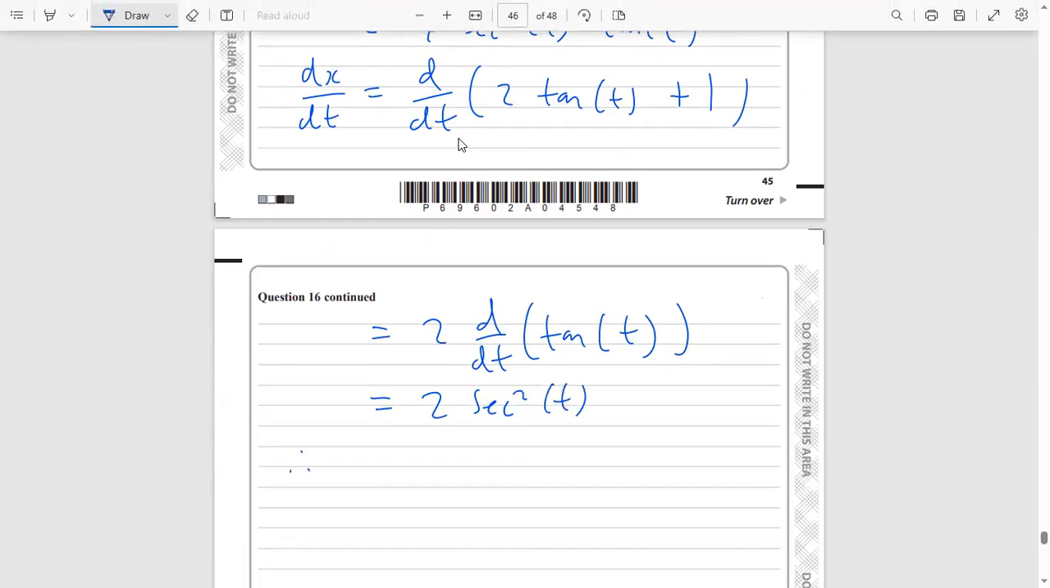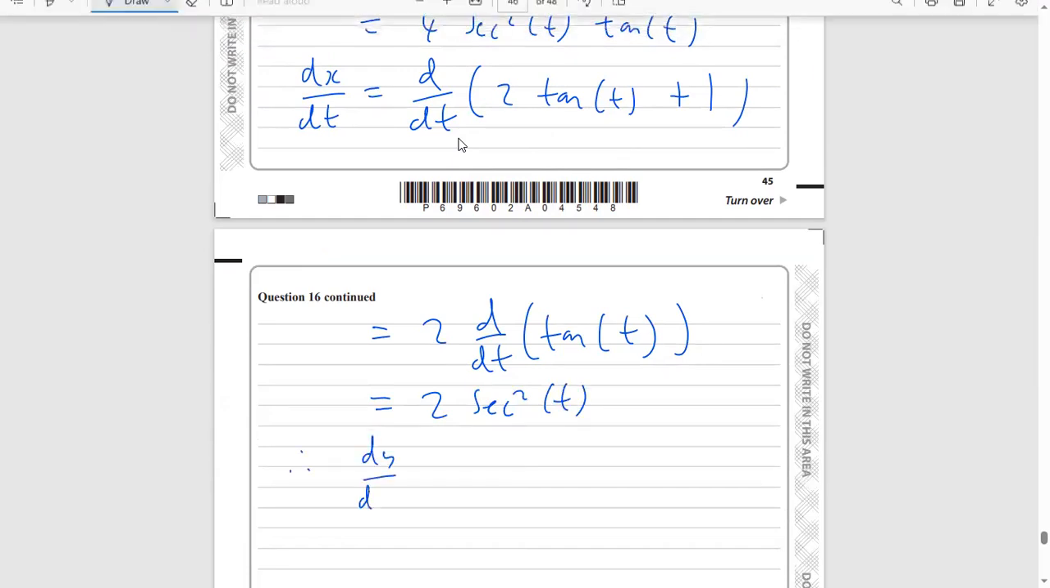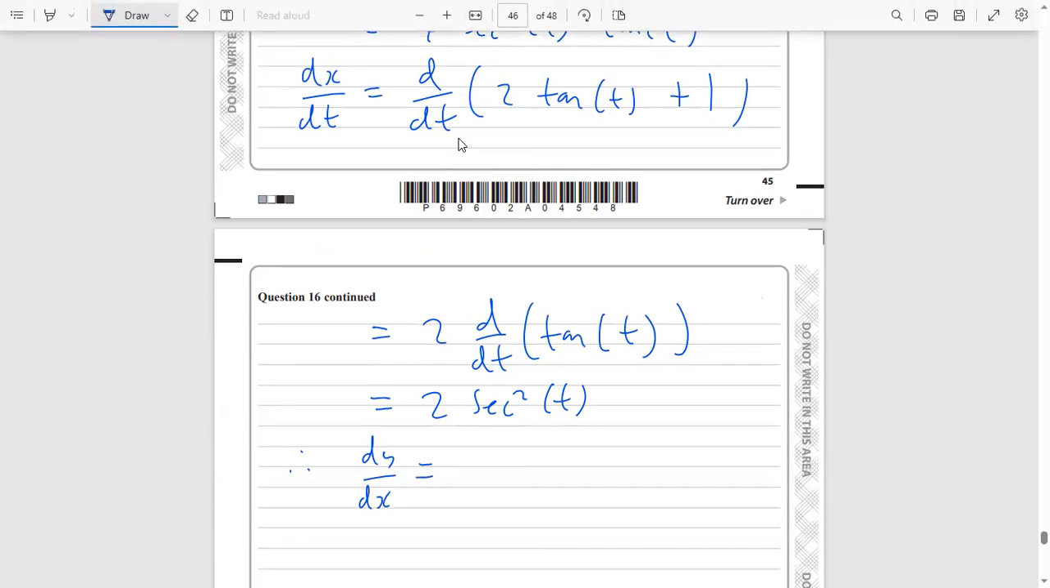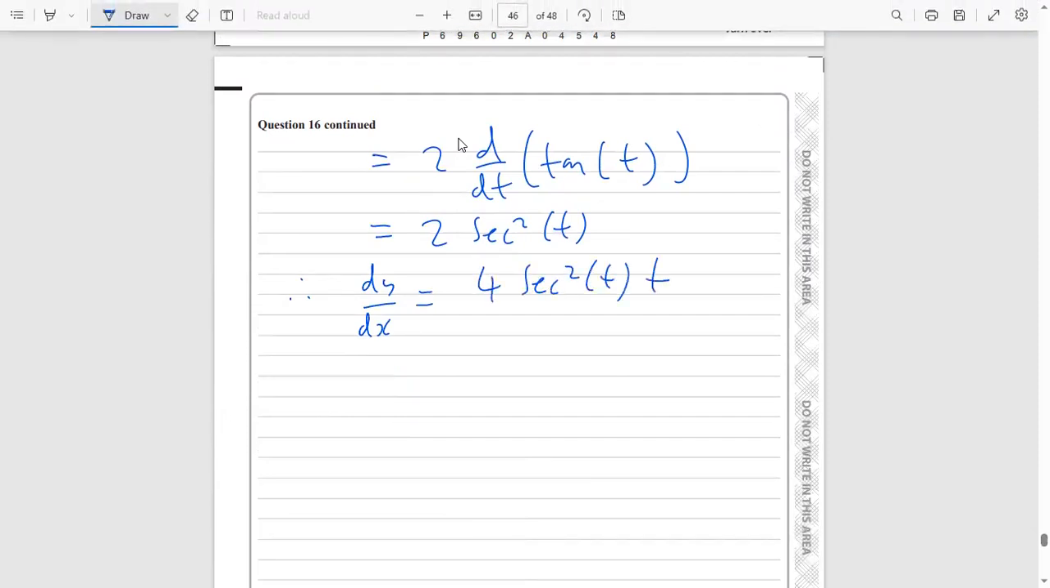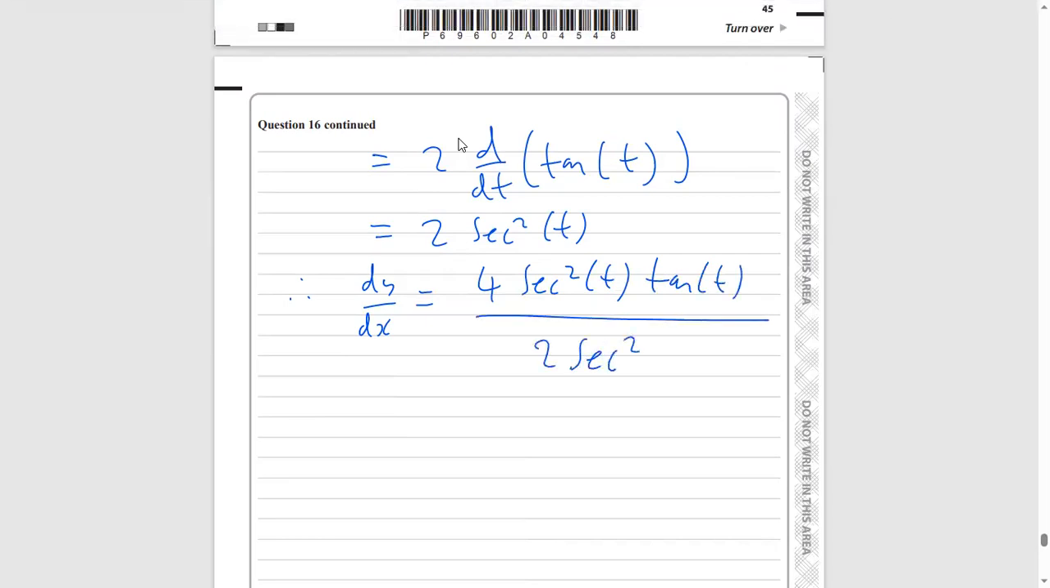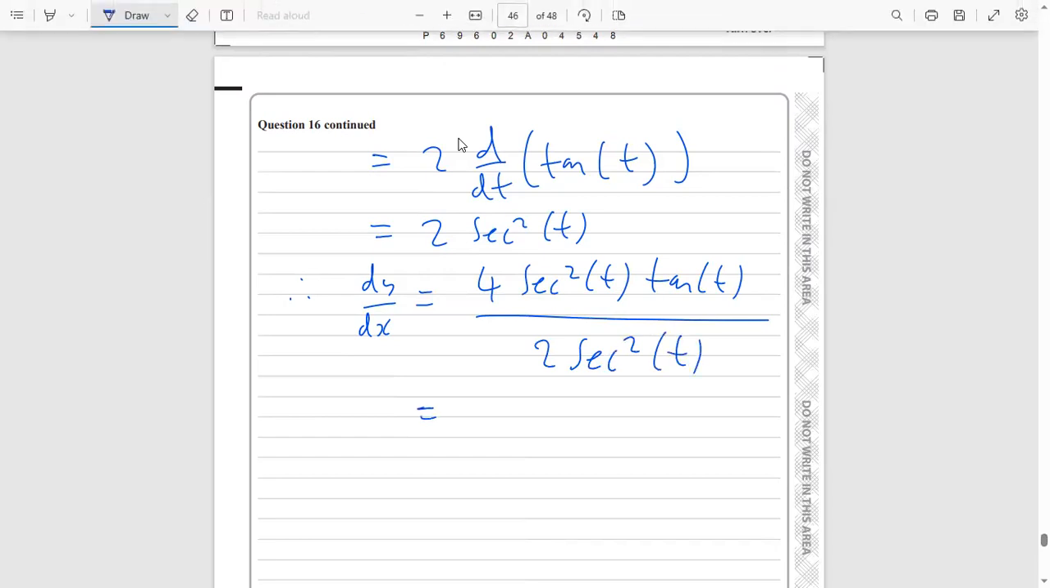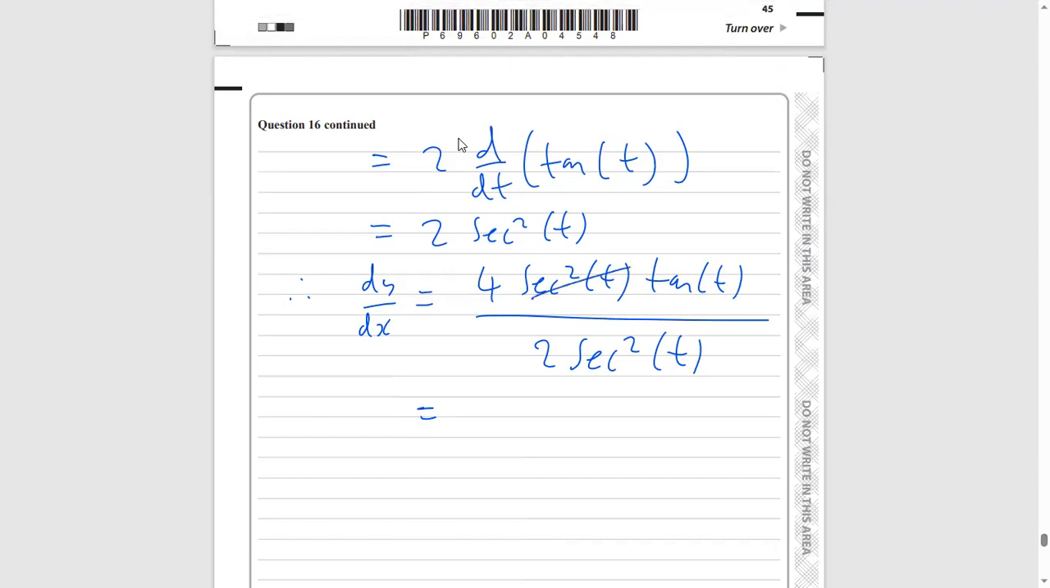So that means therefore dy by dx is going to be dy by dt divided by this dx by dt that we just got. So it's going to be 4 sec squared t tan t, divided by this 2 sec squared t. So the sec squared just cancels out there and there.